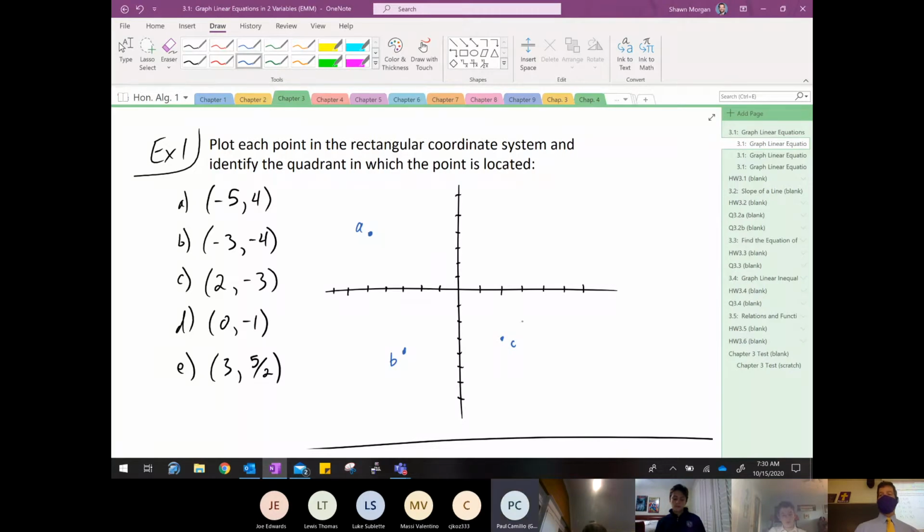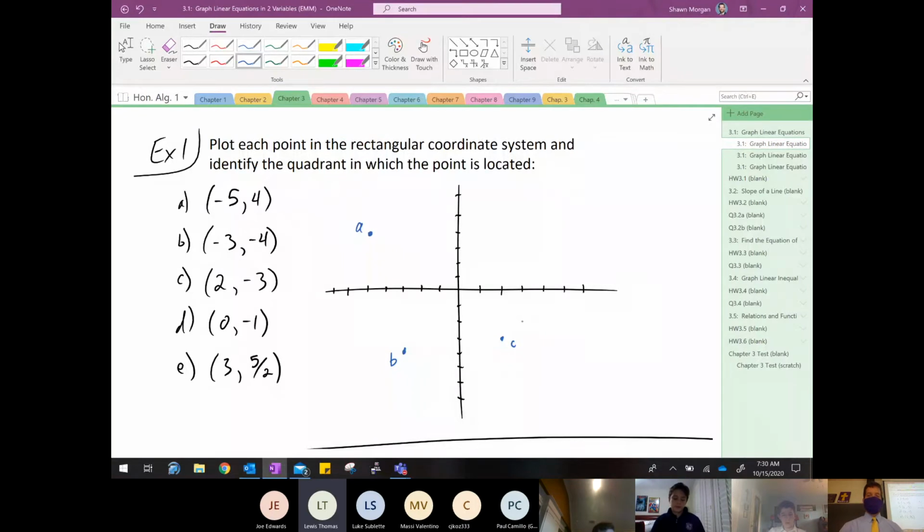Earth to Paul. Quadrant A. Sorry, I didn't know my mic was muted. What do you mean quadrant A? There's no such thing as quadrant A. We've got quadrant 1, 2, 3, and 4. Quadrant 2. Try again, Paul. Quadrant 1. Try again, Paul. You can't see I'm smiling behind my mask.